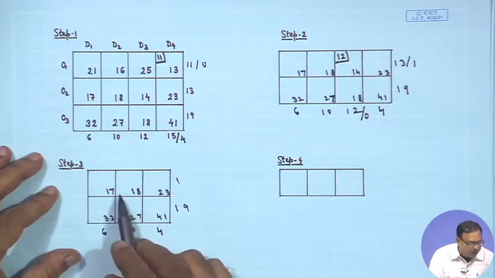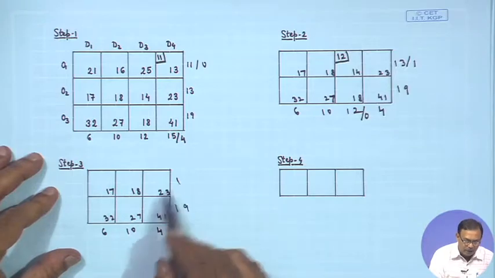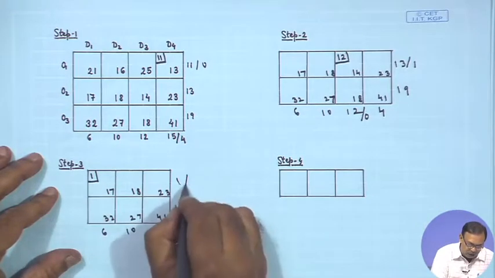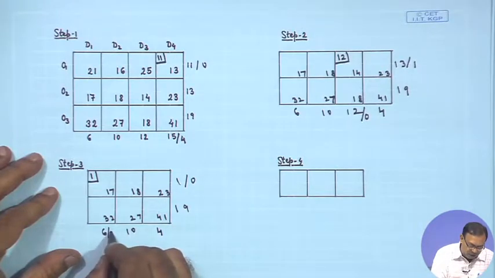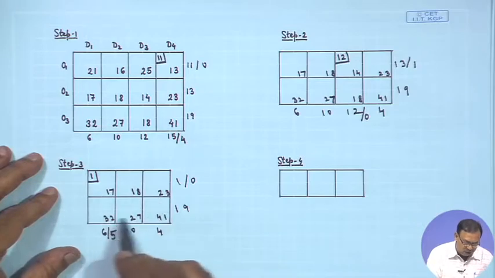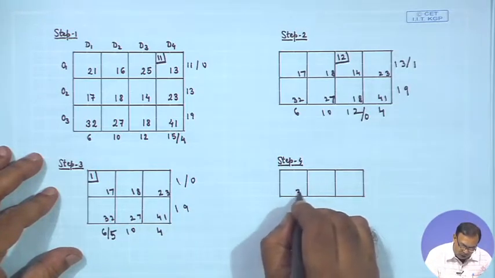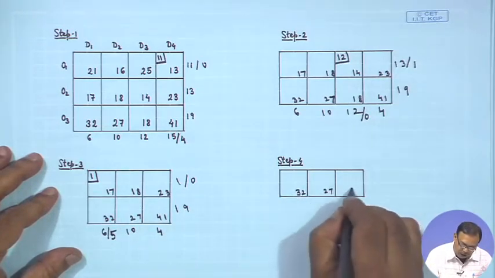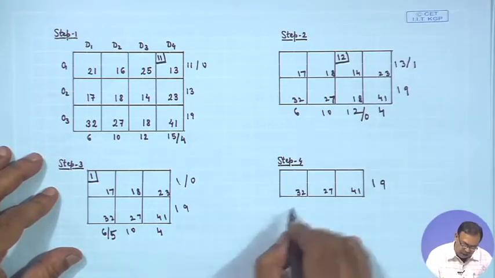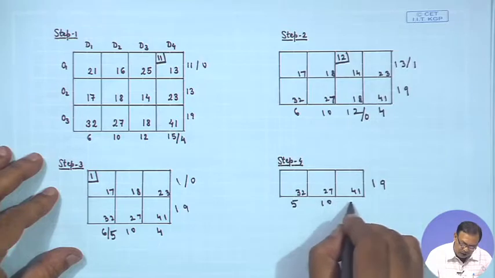Now, minimum of this is 17 and minimum of 1 and 6 is 1. So, you are allocating 1 and you are making this 5. Since I have allocated fully, now there will be only one row, that is 32, 27 and 41, and here it is 19, this allocation will be 5, 10 and 4.